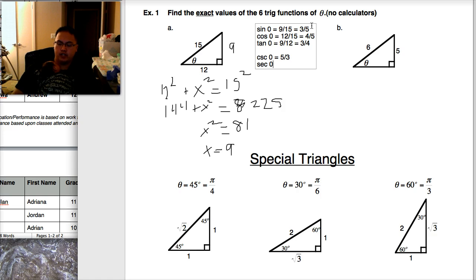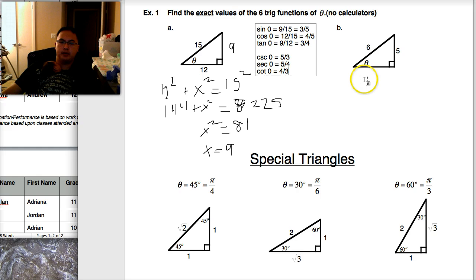So I want to figure out secant of theta. I just flip cosine, so I get 5 over 4. And if I want cotangent, all I have to do is flip tangent, which was 3/4, so now cotangent will be 5/3. So that's as much as you have to do in terms of finding out the trig functions.